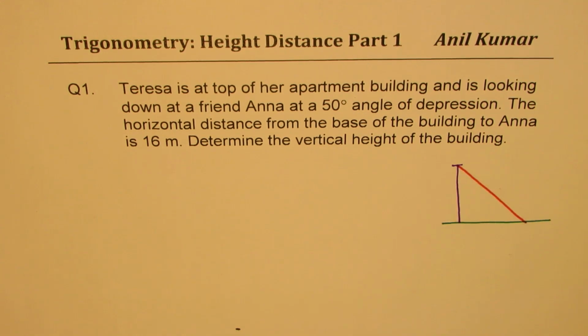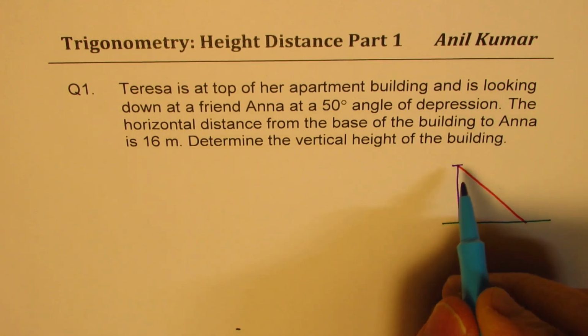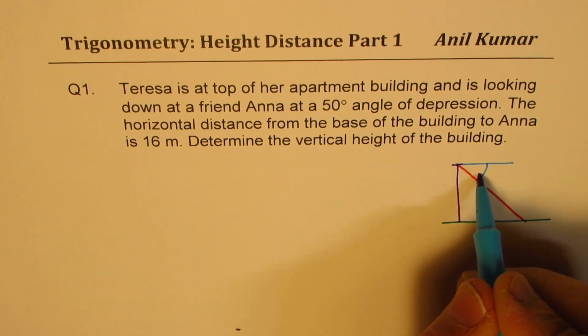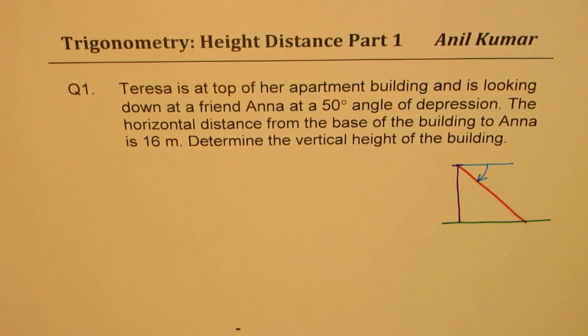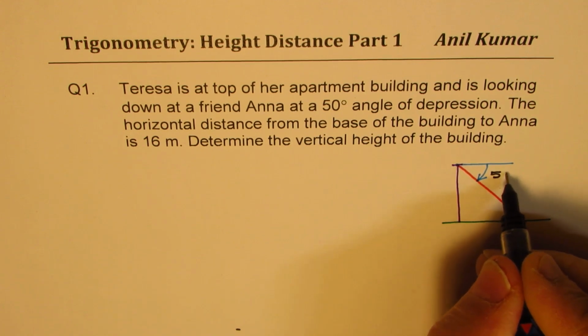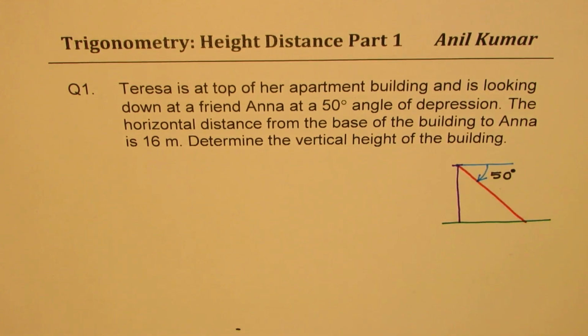Now the first question is, the angle of depression is 50 degrees. What does that mean? Now from here, the angle of depression is always measured from horizontal line, right? So this angle is 50 degrees. Is that clear to you? Now, if you make a mistake here, then you get definitely a wrong answer.